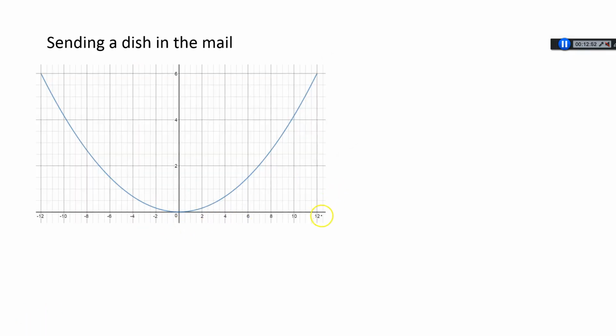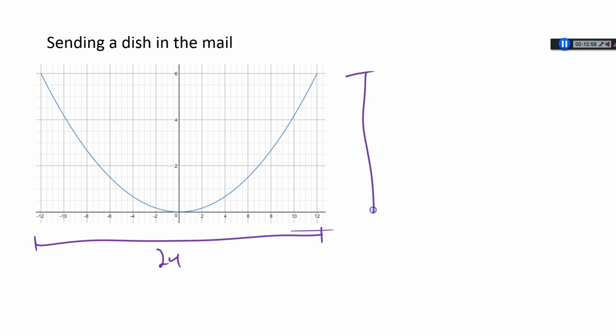And here we see that we have our 12 inches on each side, so the whole thing is 24 inches across. And we have a height of 6. Obviously, this is not to scale, right? And the question is, if I have a 12-inch cylinder, so it's going to go 6 to the left and 6 to the right, how tall should it be?